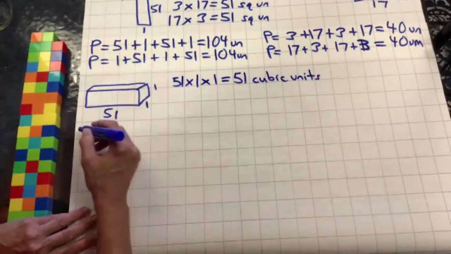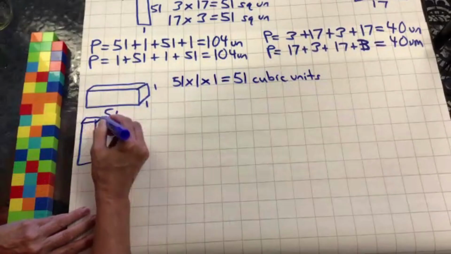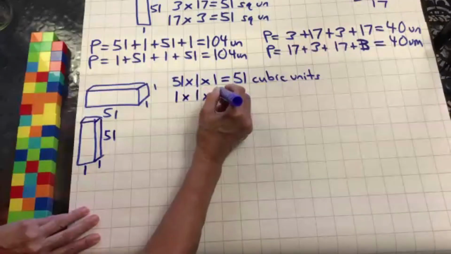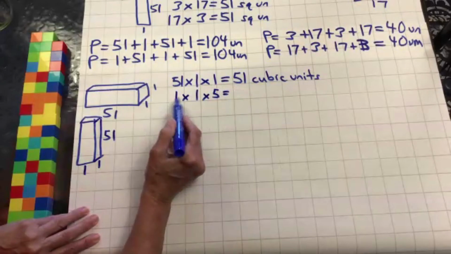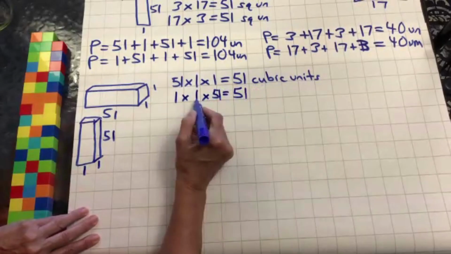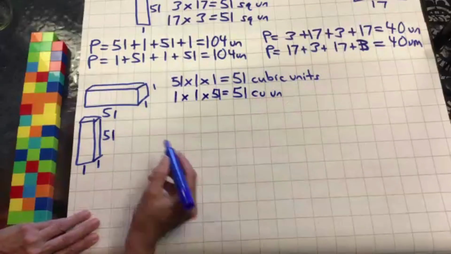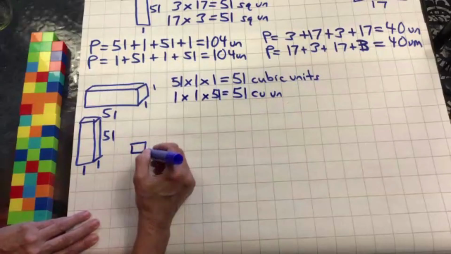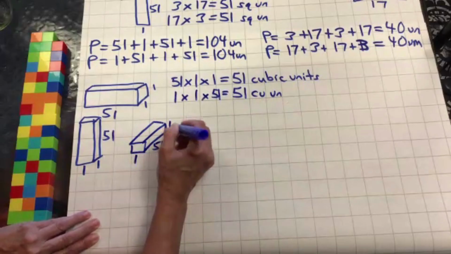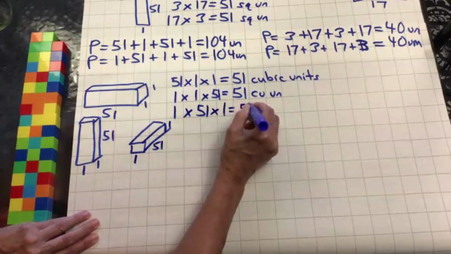All right, then we can change it up. We'll stand it up on end. So now it is a 1 by 1 by 51. So we have 1 times 51. Width times depth times height, which equals 51. 1 times 1 is 1 times 51 is 51 cubic units. All right, and then our other one would have been the deep one. So it's a 1 by 51 by 1. So 1 times 51 equals 51 times 1 equals 51.